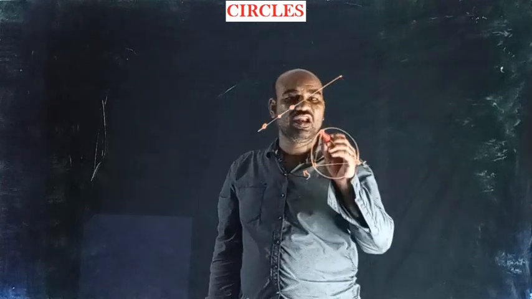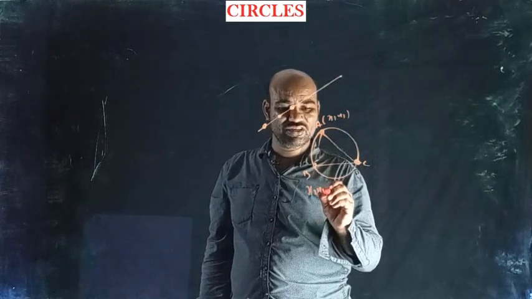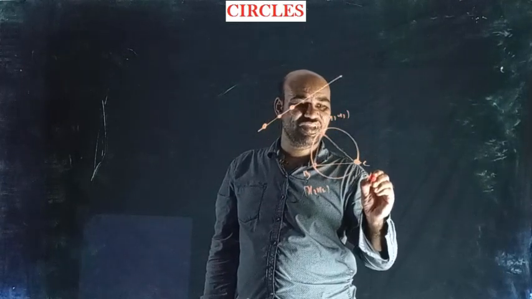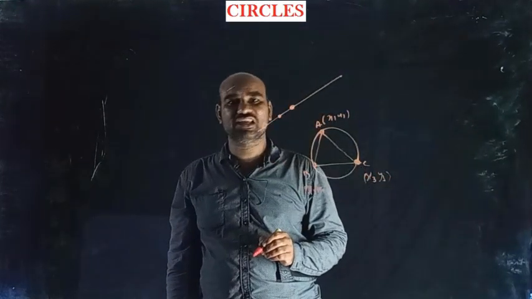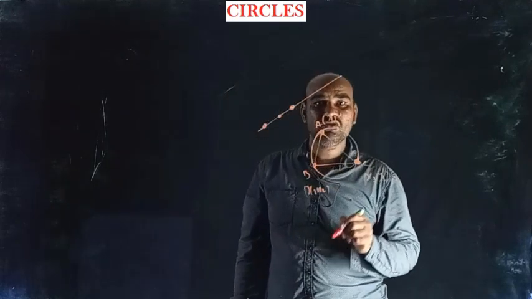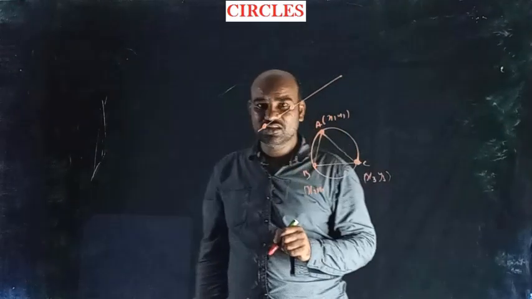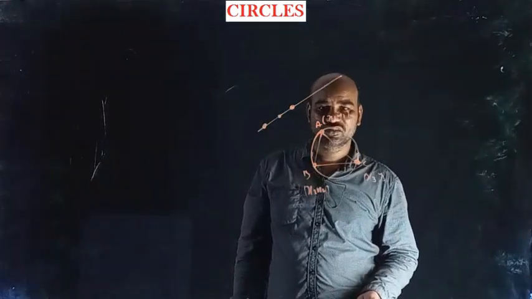Now A is given as x1, y1. B is given as x2, y2. C is given as x3, y3. The three vertices of a triangle are given. How to find the equation of the circumcircle? How to find the center of the circumcircle? How to find the radius of the circumcircle? We have several ways. First method.